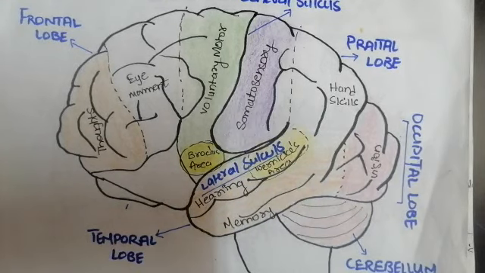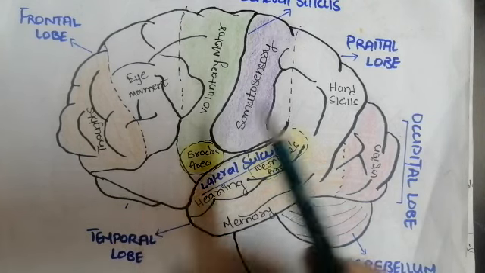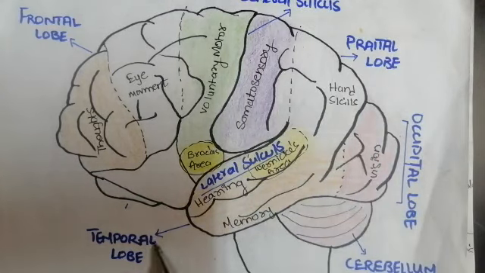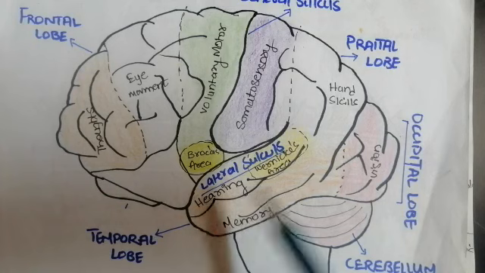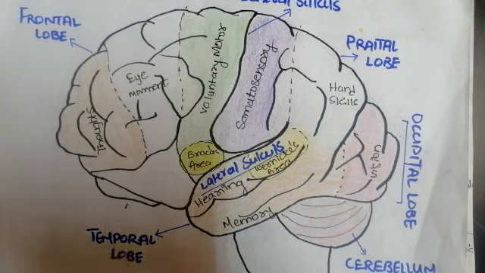So if we summarize the role of all the lobes into 4 points, they will include: the frontal lobe is responsible for the motor activity, the parietal is responsible for the sensory activity, the temporal is responsible for the auditory activity, and the occipital is responsible for the visual activity. These are the 4 main important functions of the lobes of the cerebral hemisphere.